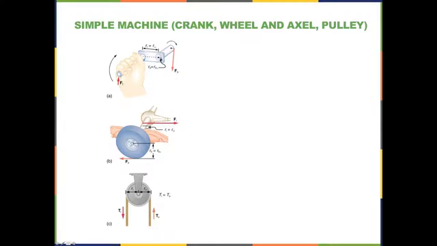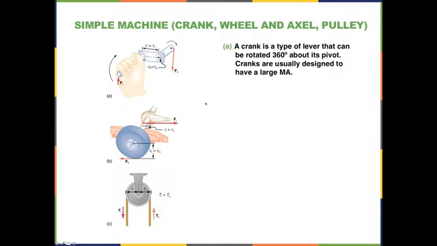So you have, this is the distance to the output, and here's the distance to the input. And so as you turn in a circle, it's just a continuous first class lever, where the output is always on the side opposite the input in relation to the pivot point. So a crank is a lever that rotates in 360 degrees, and they are designed usually to give you a large amount of mechanical advantage.